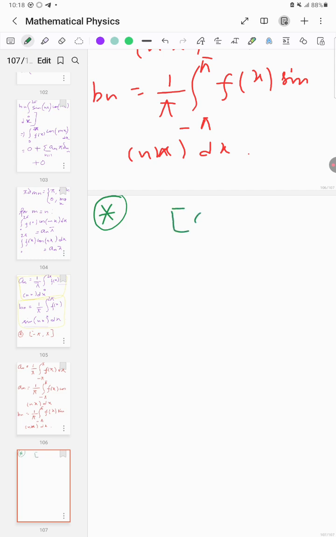Alright, now our interval is 0 to 2L. Look, we were talking about 0 to 2 pi, but now our interval has changed to L. So there's a scale change here. So what do we need to do? Let us first write the Fourier series expression.